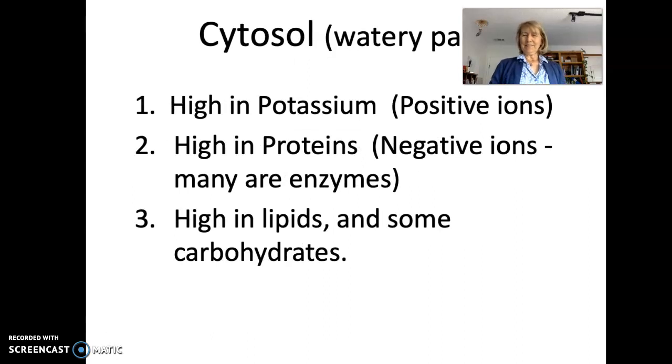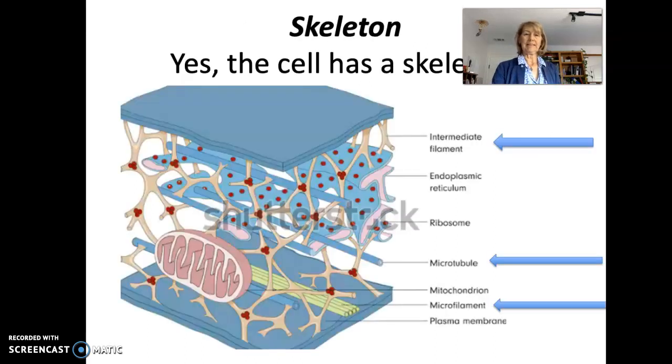What's in it? It's high in potassium. Those are positive ions. High in proteins. Lots and lots of proteins, so many we don't even know what they all are. Those are negative. High in lipids and some carbohydrates. Okay, let's keep looking. It has a skeleton. Yes, it has a skeleton.